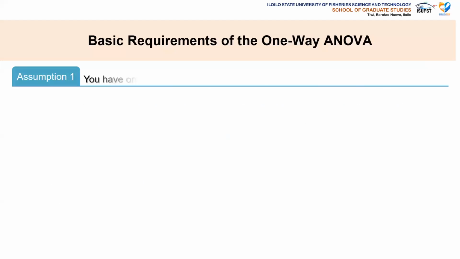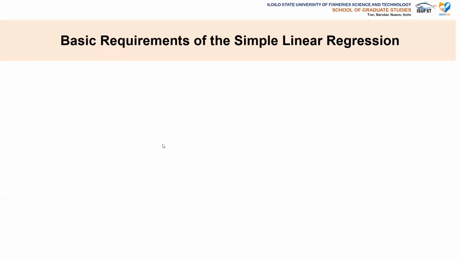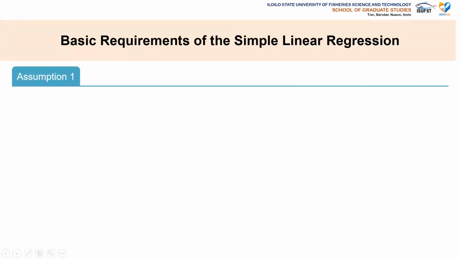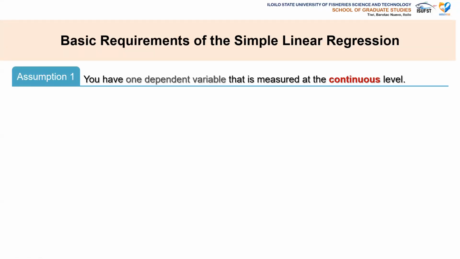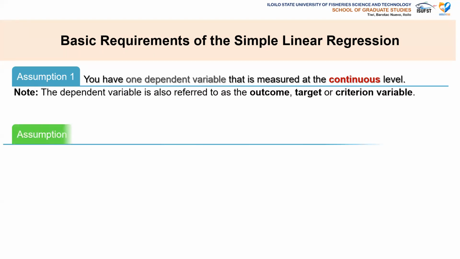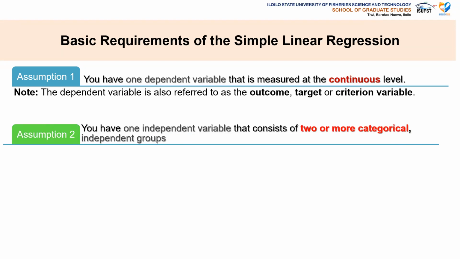Now, here are some of the basic requirements. The first one is you have one dependent variable that is measured at the continuous level. You have one independent variable that consists of two or more categorical independent groups.